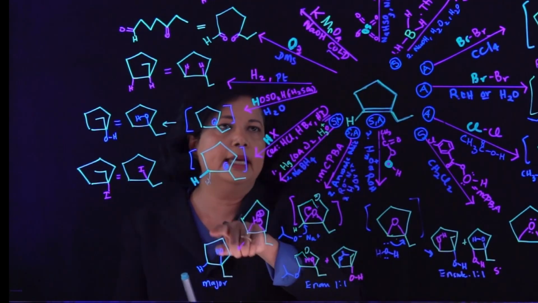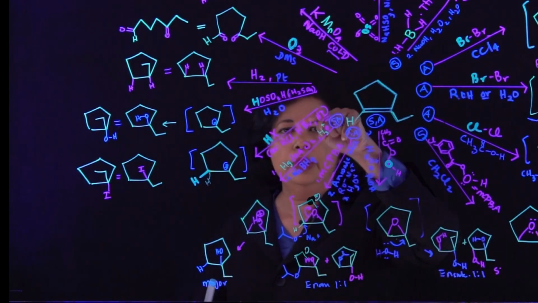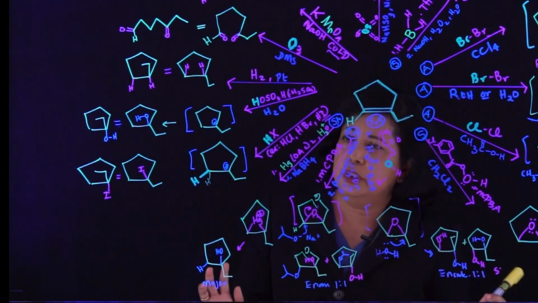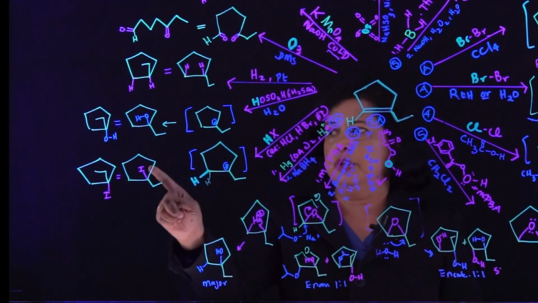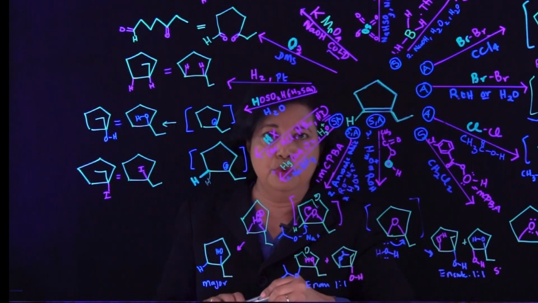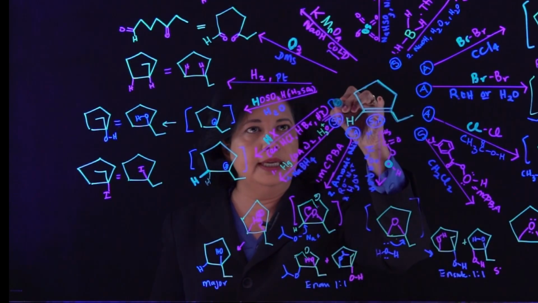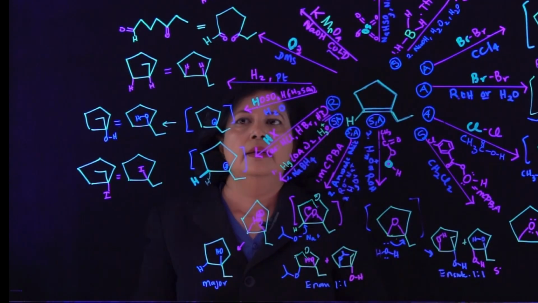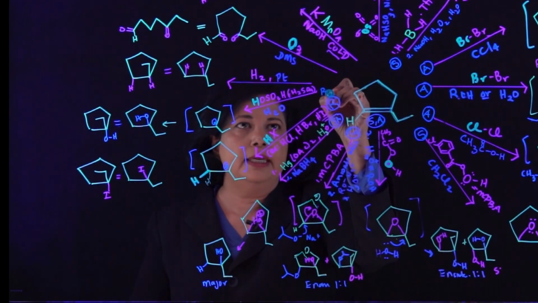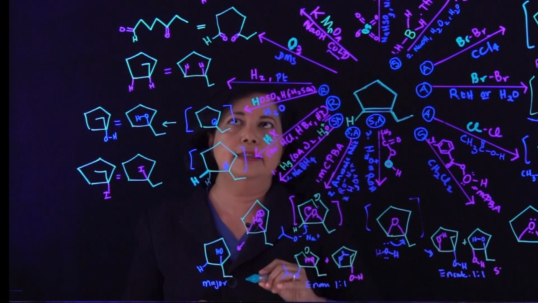Now over here, there is really no syn or anti attack. You form a carbocation and then you attack with your iodide. So this is non-stereospecific, but it is regioselective. So I'm just going to put R for regioselective. Exact same thing over here, non-stereospecific, but it is regioselective.